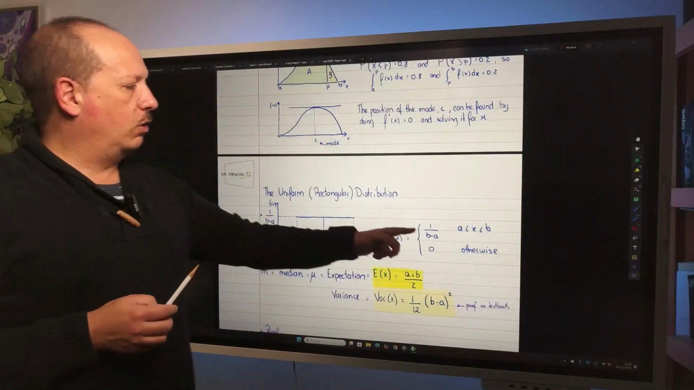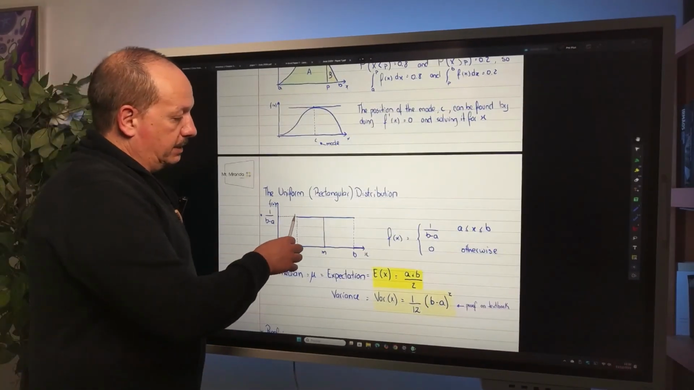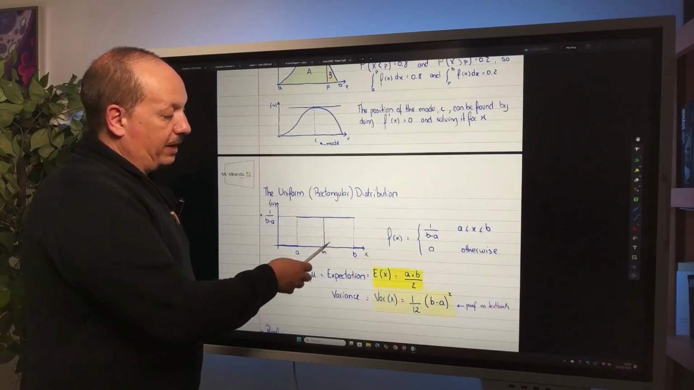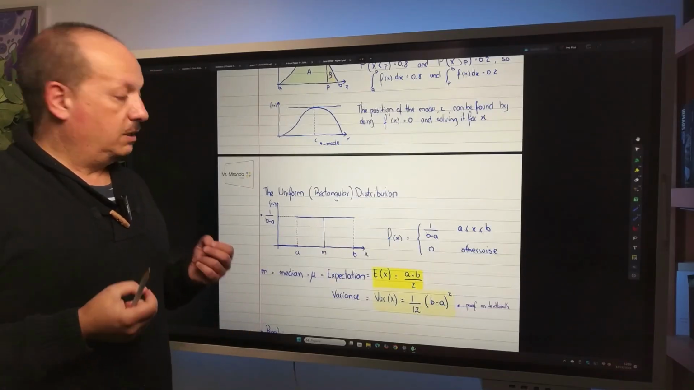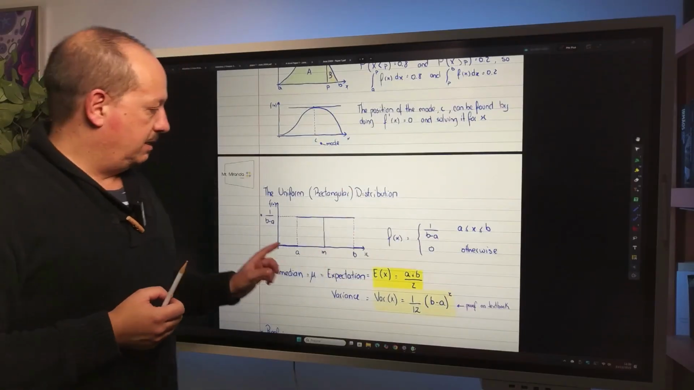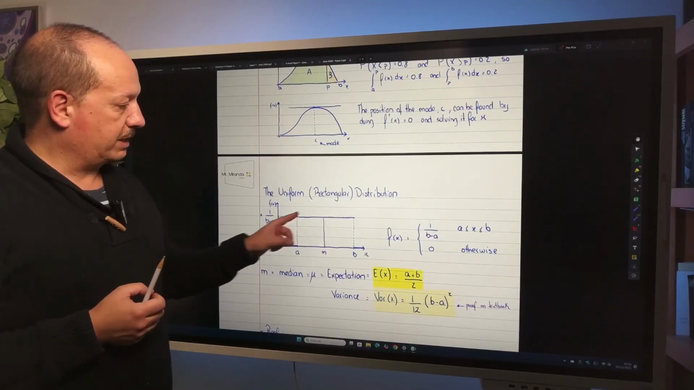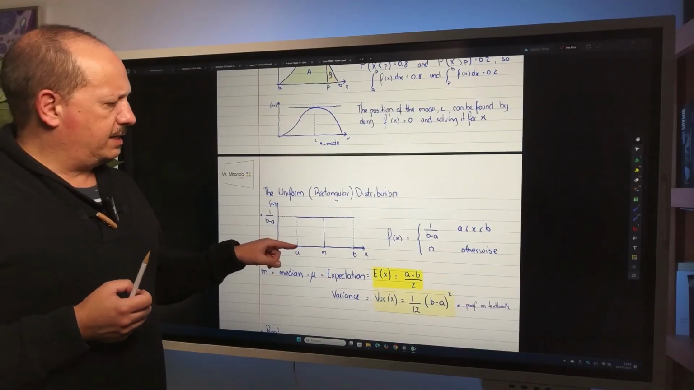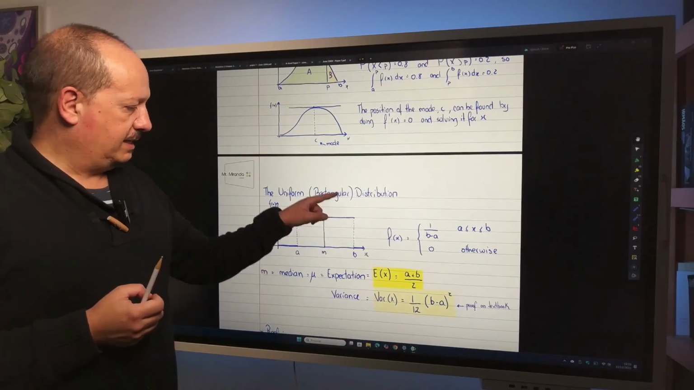Now, why 1 over b minus a? As you know, the probability that the value of x is contained between a and b is 1. So you can use this to figure out how much that is, because if the probability is 1, it means that the area of this rectangle over here must be 1, right? And what is the area of a rectangle? It is base times height.